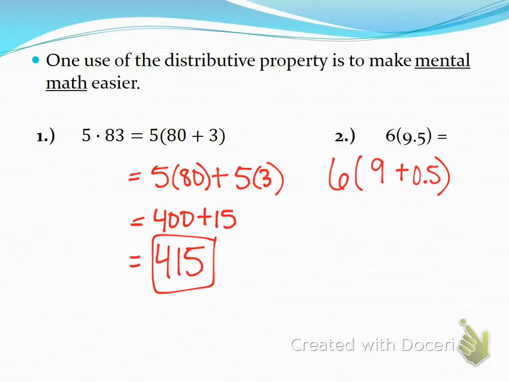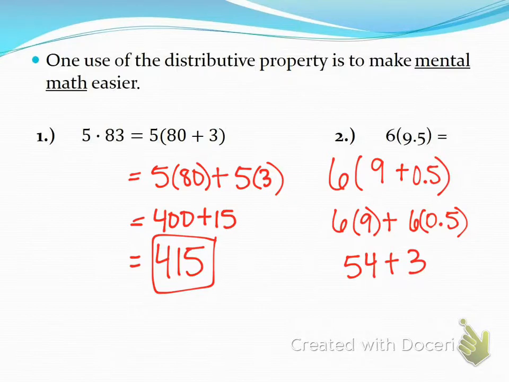Okay, so when I distribute, I would have 6 times 9 and 6 times what else? 0.5, or a half. 6 times 9 is 54. 6 times a half means we're really taking half of 6. What's half of 6? 3. And then we add them together. What do we get? 57.